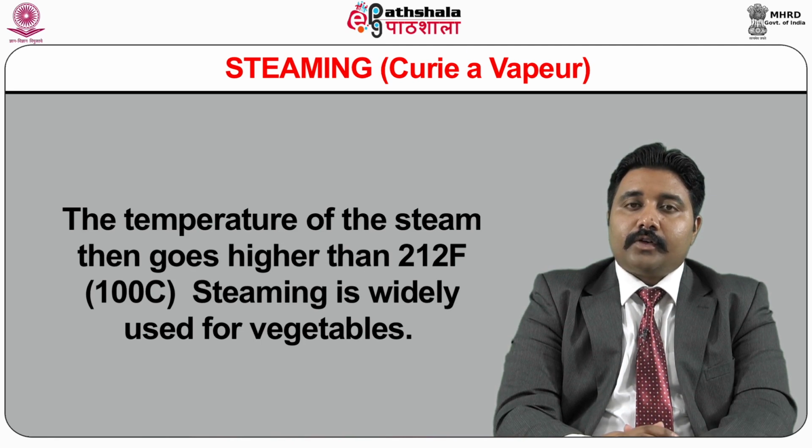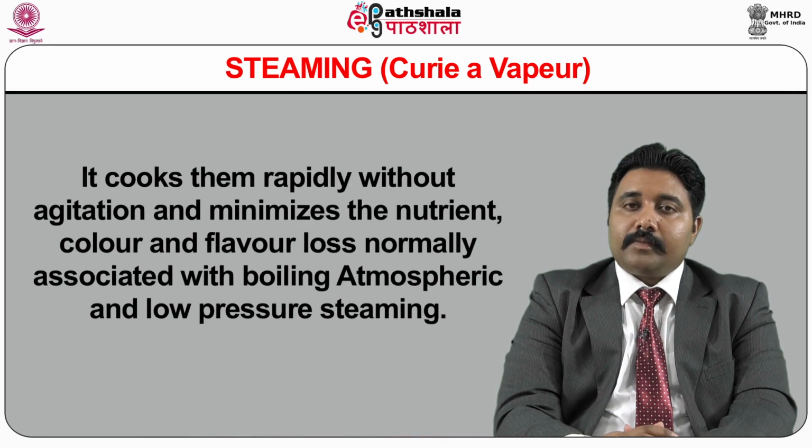Steaming is widely used for vegetables. It cooks them rapidly without agitation and minimizes the nutrient, color and flavor loss normally associated with boiling. Atmospheric and low pressure steaming. Direct: in a steamer or in a pan of boiling water, for example steak and kidney pudding. Indirect: between two plates over a pan of boiling water.